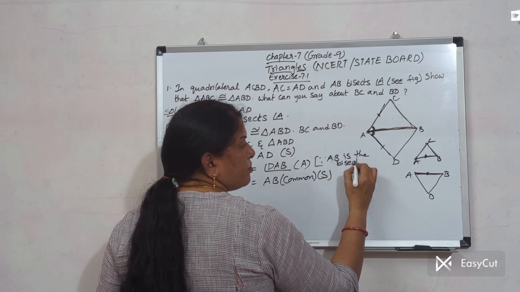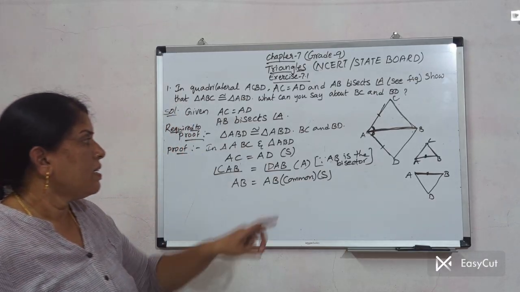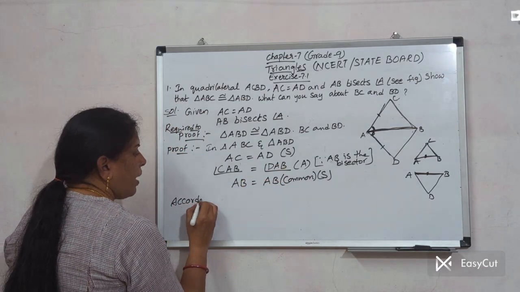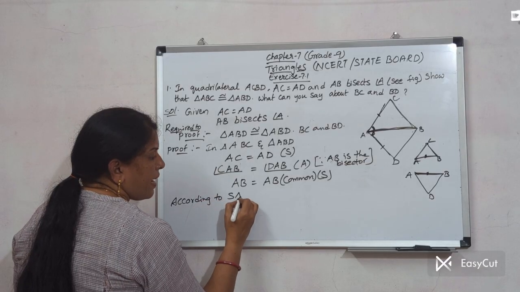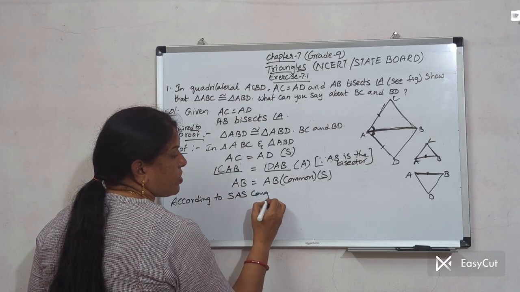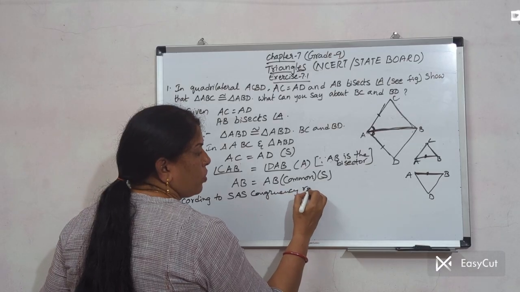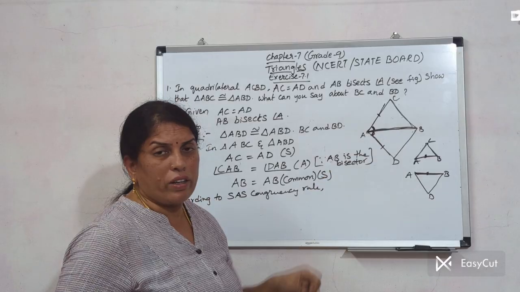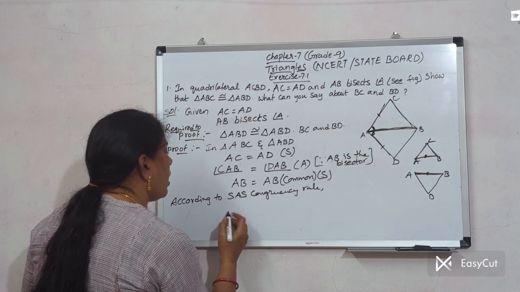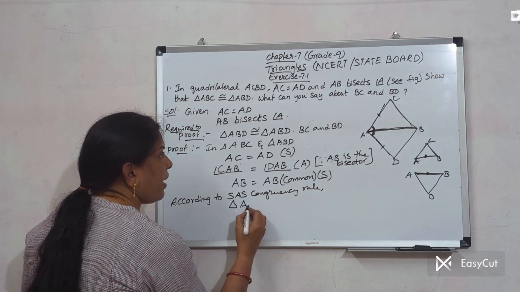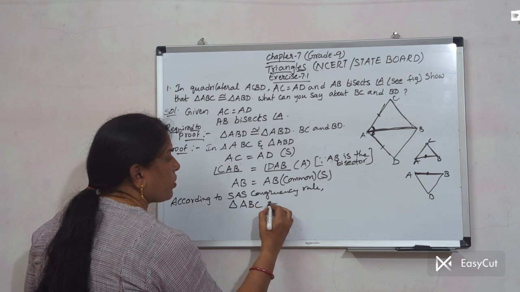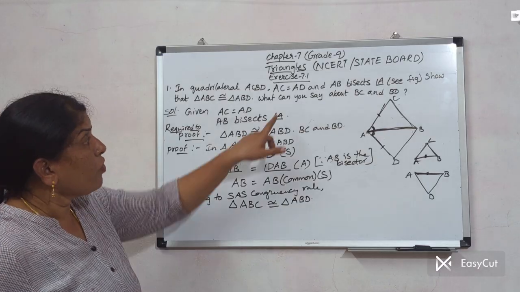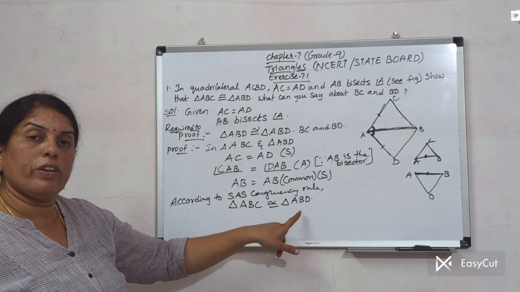All of you understood now? Okay. Side, angle, side. According to the SAS congruency criterion, what can we say? It is satisfying the SAS congruency criterion, no? So these two triangles are congruent. Triangle ABC is congruent to triangle ABD. What did we want to prove? We proved it or not? Triangle ABC is congruent to triangle ABD.